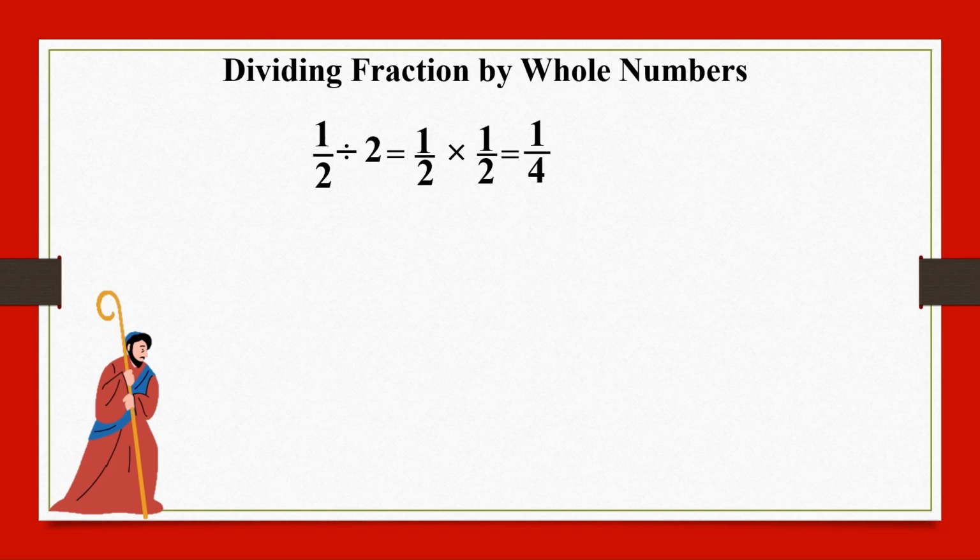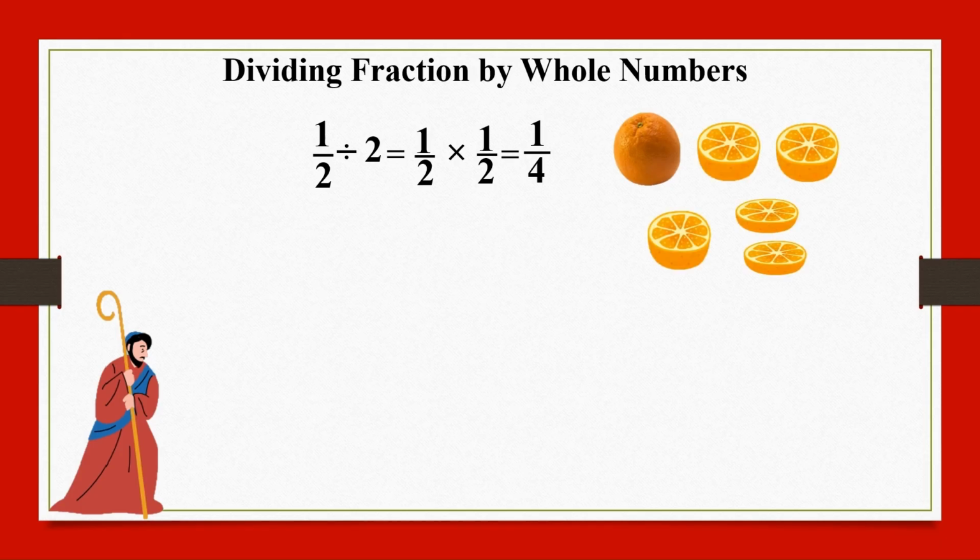Now, to show this, I'll take an orange and cut it into 2 pieces. When I divide this half orange into 2, I get quarter pieces. So there are 2 quarter pieces in 1 half. So here 1 by 2 divided by 2 gives you 1 by 4.